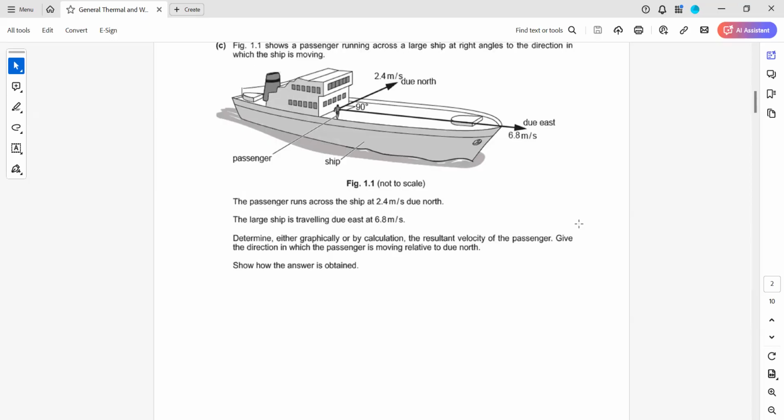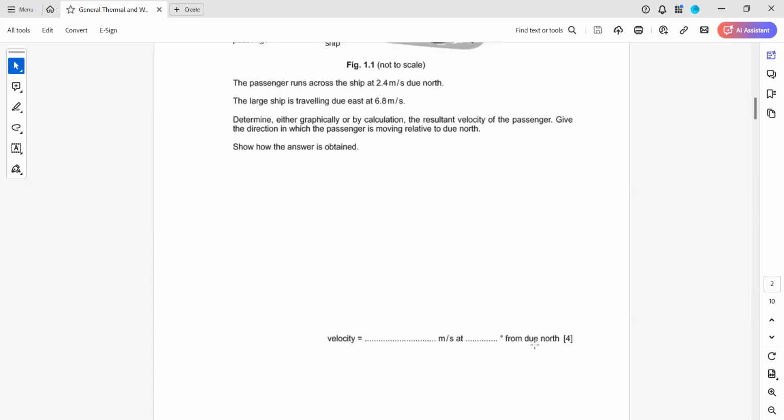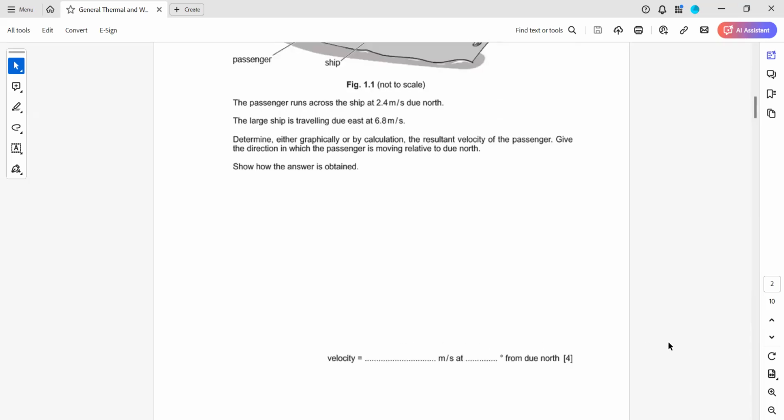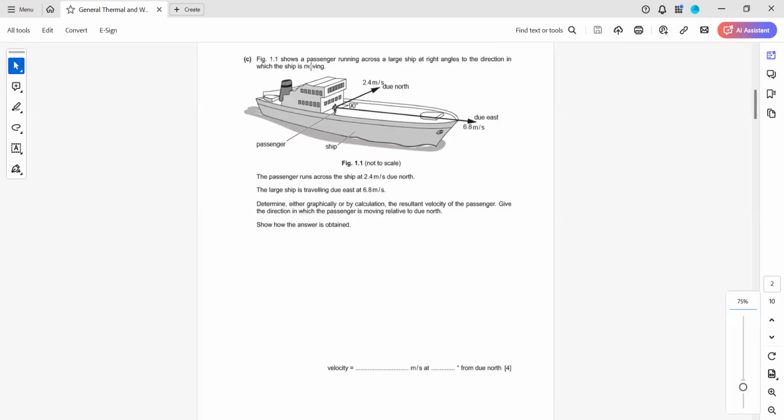If they say graphically, we have to select a scale and then do measurement. And then we need the direction or angle from the north. So first, how to draw this figure? Whenever you see a question related to the resultant of vectors, first you should draw a vector diagram. And because you will have only perpendicular vectors or right angle vectors, first sketch the right angle triangle.